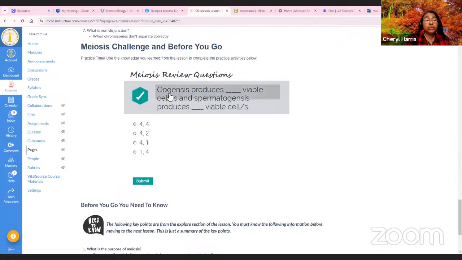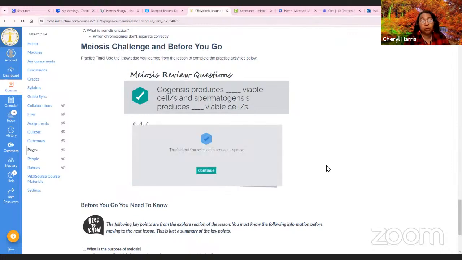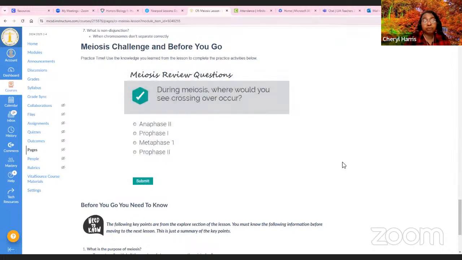All right, oogenesis. So remember, oogenesis produces how many viable cells, and spermatogenesis produces how many viable cells? So it's kind of like what I just said, 1 and 4. So oogenesis is the creating of the egg cell, and it's going to produce, when they say viable, one that's actually going to work. And then spermatogenesis is producing the sperm cells, and you're going to produce 4 that actually work, viable.